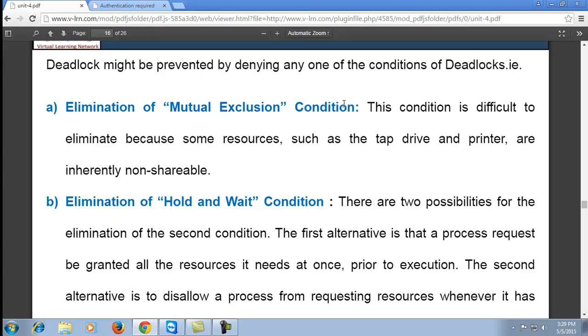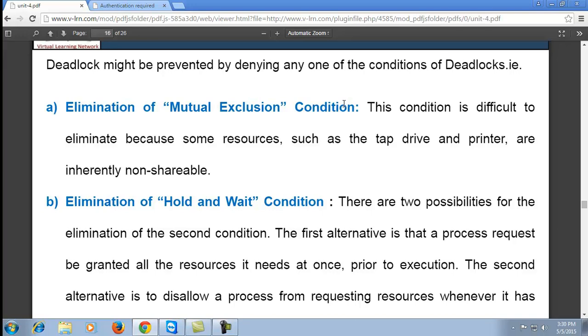The next condition is elimination of the hold and wait condition. Do not allow processes to hold any resource and request and wait for another resource. Allow only that process which is going to release its existing resource before requesting another resource. So there are two possibilities for the elimination of the second condition.